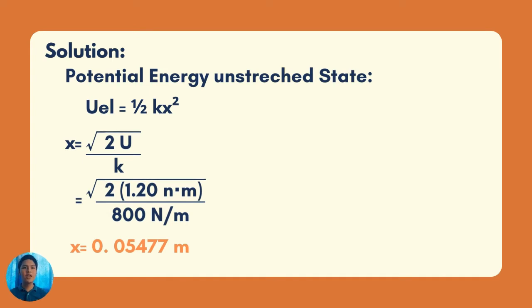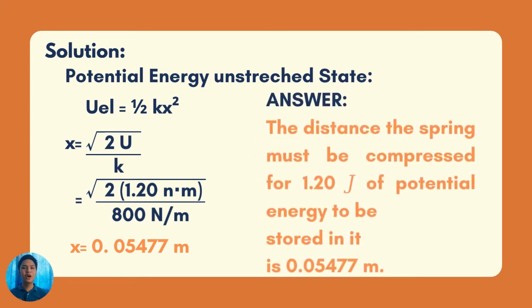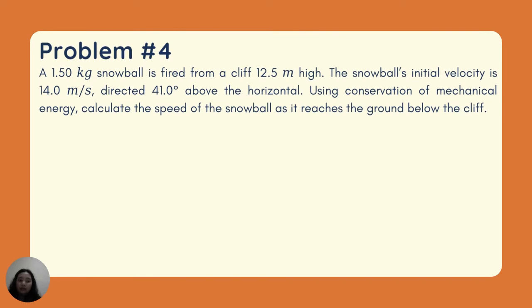0.05477 meters. Finally, we have the answer for our third problem. The distance the spring must be compressed for 1.20 joules of potential energy to be stored in it is 0.05477 meters. Let us now head on to problem number 4.